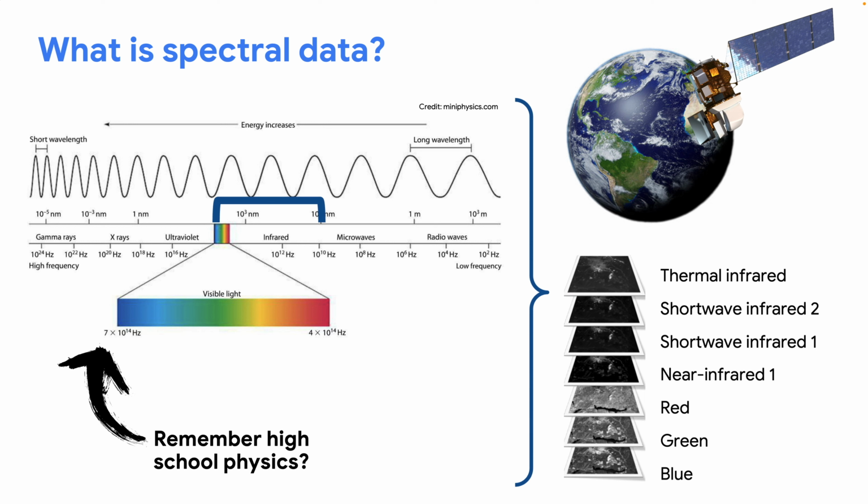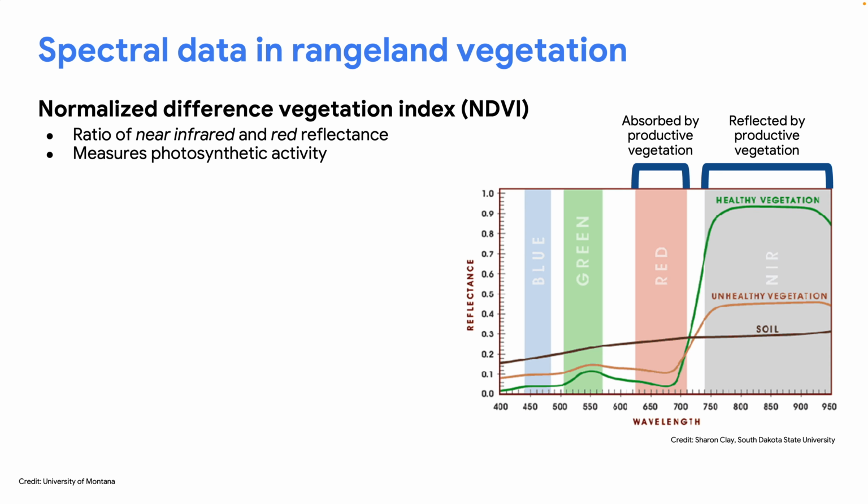like infrared energy. Well, it turns out that the ratio between near-infrared energy and red energy, reflected by plants, can tell us a lot about how productive those plants are, or how actively they are photosynthesizing. Plants that are healthy absorb red energy and reflect near-infrared energy.